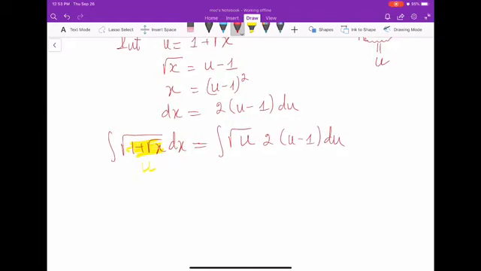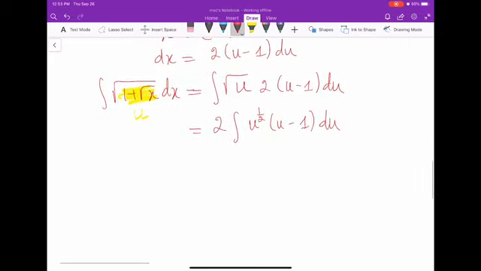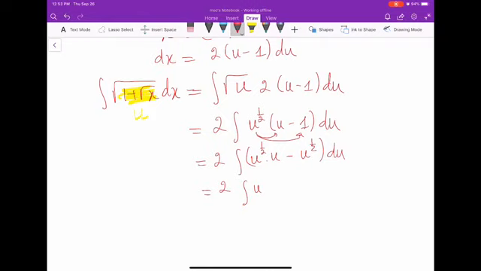And I have this equal to 2 times the integral of square root of u, which I will rewrite as u to the 1/2, and then (u minus 1) du. We have all power functions in here. That's good. We have the integral of u to the 1/2 times (u minus 1), and then du. I just distribute this, okay? And I have two power functions in here: 2 times the integral of (u to the 3/2 minus u to the 1/2) du.